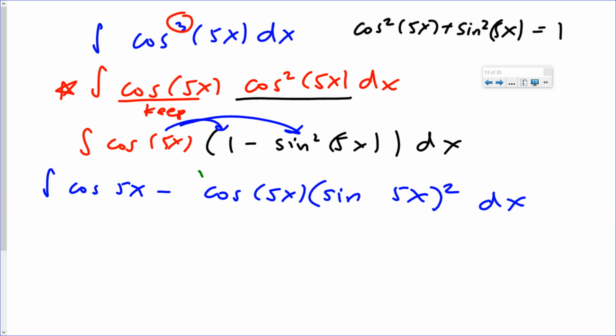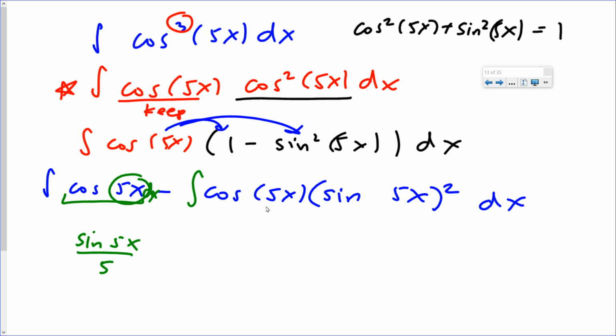So this is basically, if this makes any sense, two problems. So I'll just do them individually. What is the integral of cosine 5x? What's the integral of cosine u? Sine u divided by what? The derivative of u, which is 5. So I'm already done with the first part.